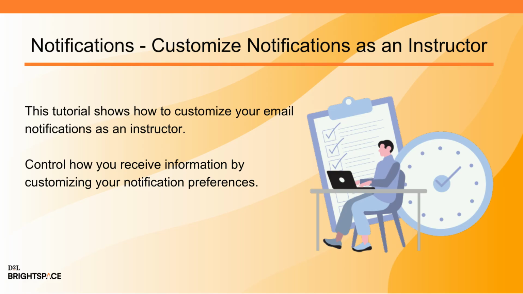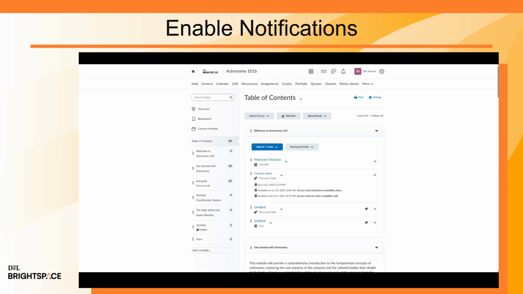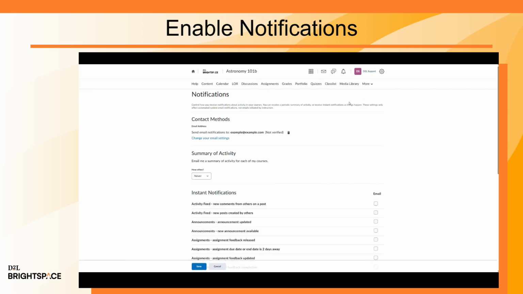This tutorial shows how to customize your email notifications as an instructor. Control how you receive information by customizing your notification preferences. To begin, click your personal menu and select Notifications. Note: to enable notifications, you must set up and verify an email address.